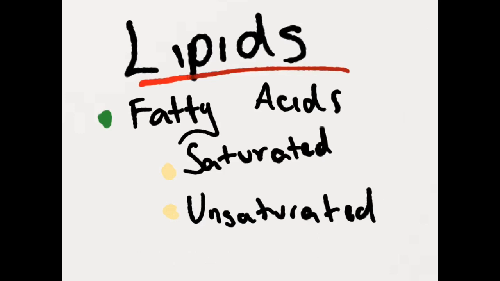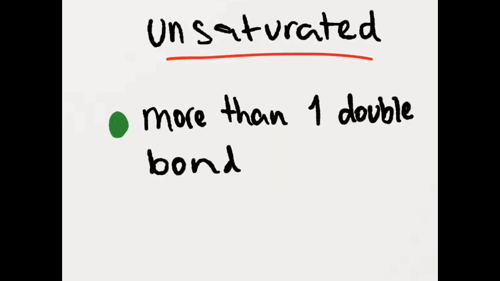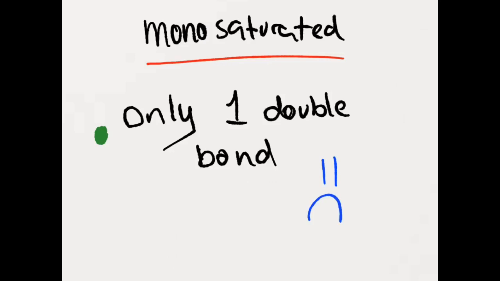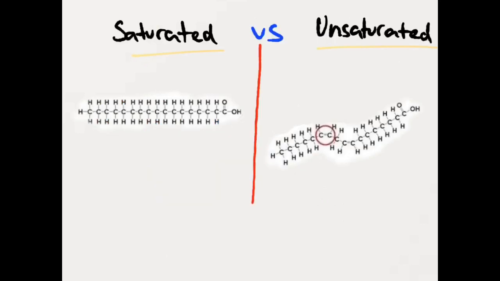When we talk about saturated and unsaturated fatty acids, we refer to the number of covalent bonds that are found in each carbon. A saturated fatty acid has single bonds between each carbon, and the unsaturated fatty acid has more than one double bond. Monounsaturated have only one double bond, and the polyunsaturated have more than one. What makes them different is that the saturated fatty acid is just one straight line, and the unsaturated fatty acid seems as if it is broken.